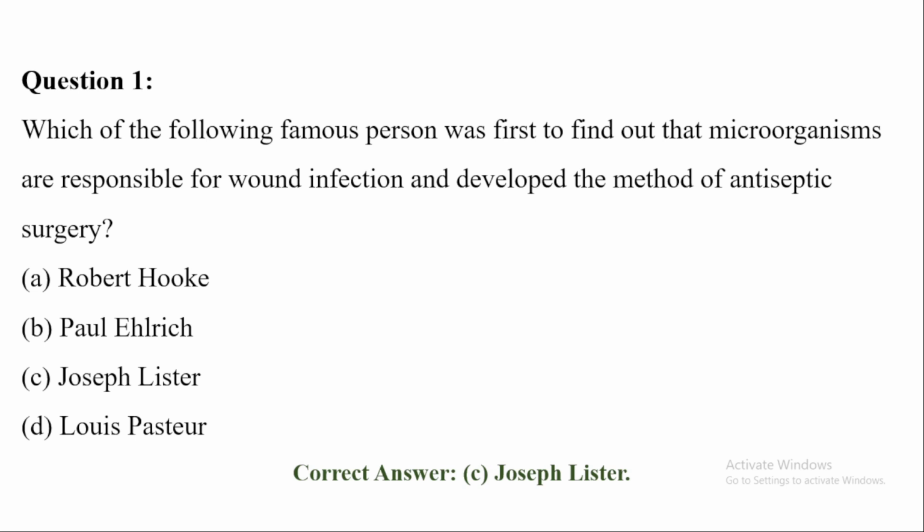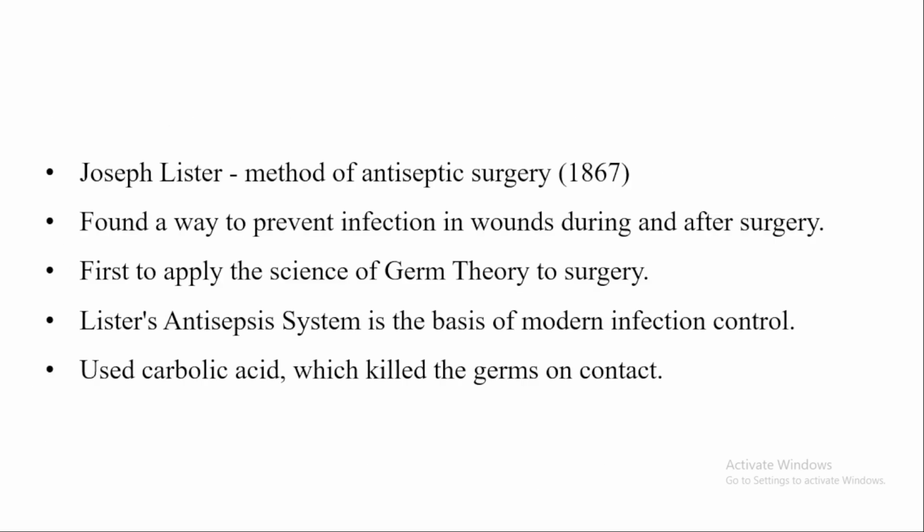So Joseph Lister developed the method of antiseptic surgery in 1867. He found a way to prevent infections in wounds during and after surgery. He asked the surgeons to wipe their hands with antiseptics, and to wipe the surface around the wound with antiseptics. Those things helped in healing the wound faster and prevented infections in the wound. So he was the first to apply the science of germ theory to surgery.